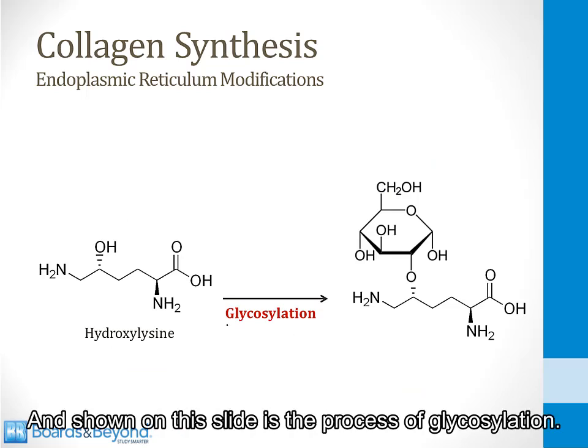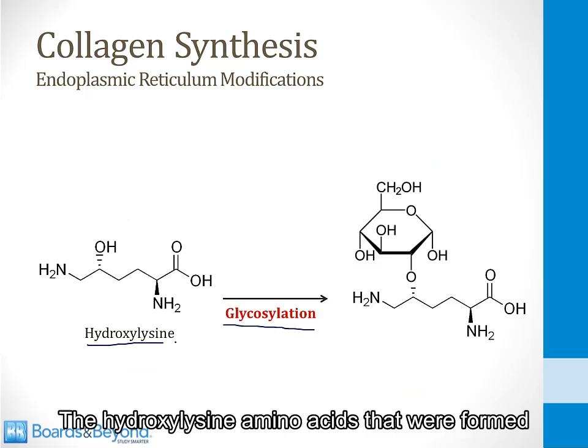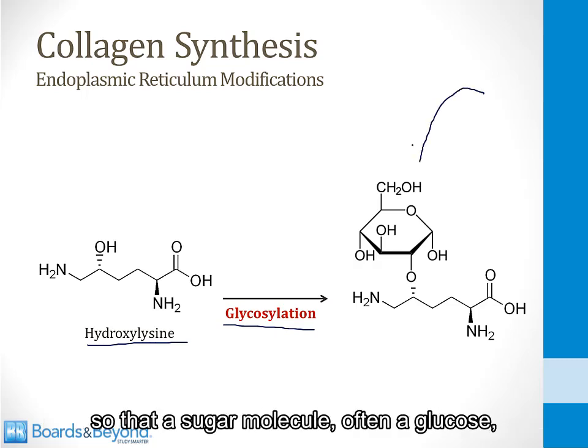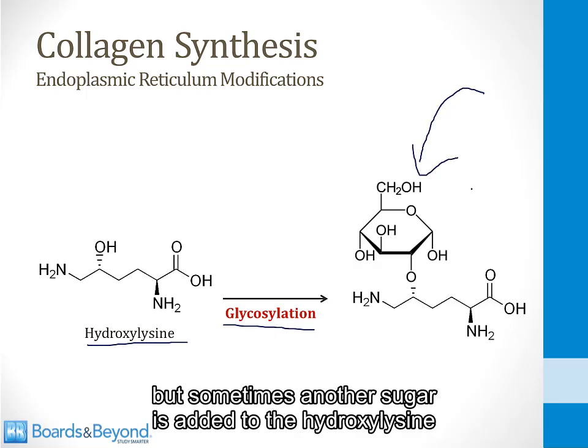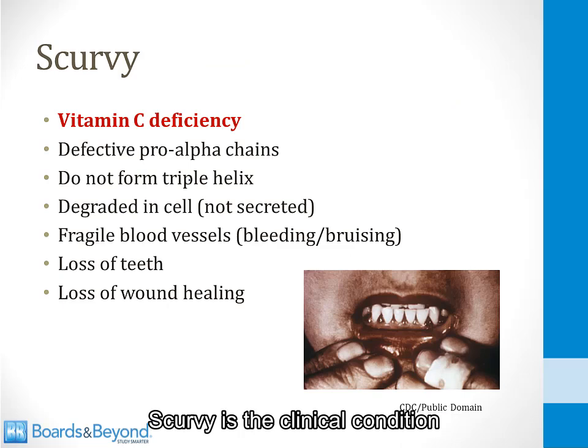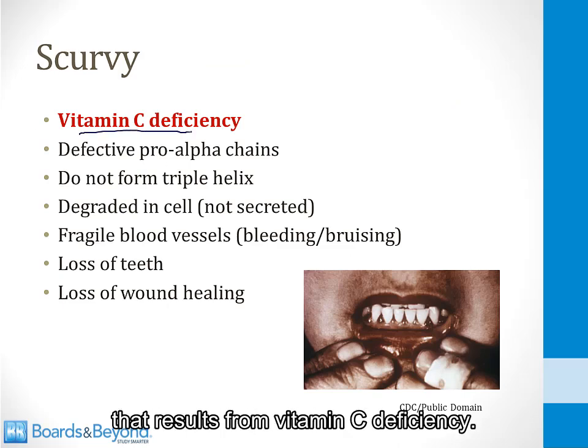Proline becomes hydroxyproline, which also has a hydroxyl group present that was not present in proline. And shown on this slide is the process of glycosylation. The hydroxylysine amino acids that were formed by the process on the last slide can be glycosylated so that a sugar molecule, often a glucose, but sometimes another sugar, is added to the hydroxylysine, and it is then said to be glycosylated.